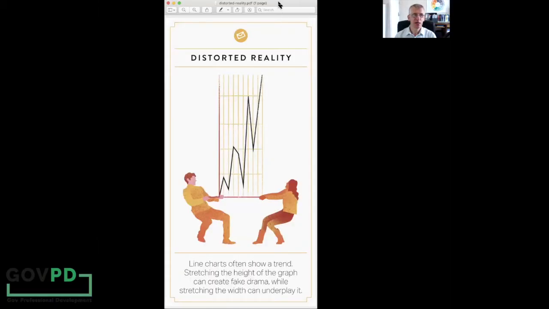So let's have a look at today's card. And today's card from the series by John is Distorted Reality. Line charts often show a trend. Stretching the height of the graph can create fake drama, while stretching the width can underplay it. The danger is that you can inadvertently perhaps lie with your charts by how you size line charts, because it can distort the reality of how people are expecting to look at that data.